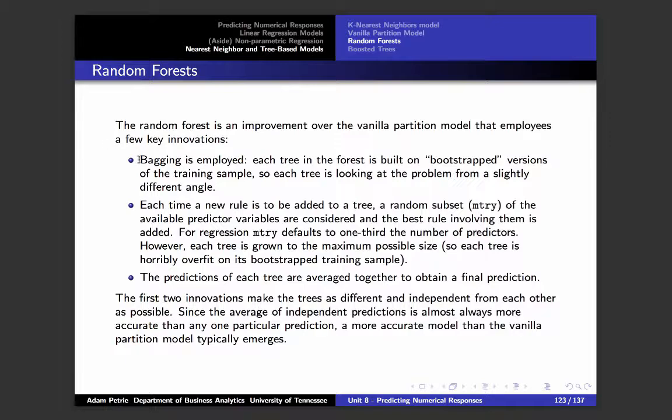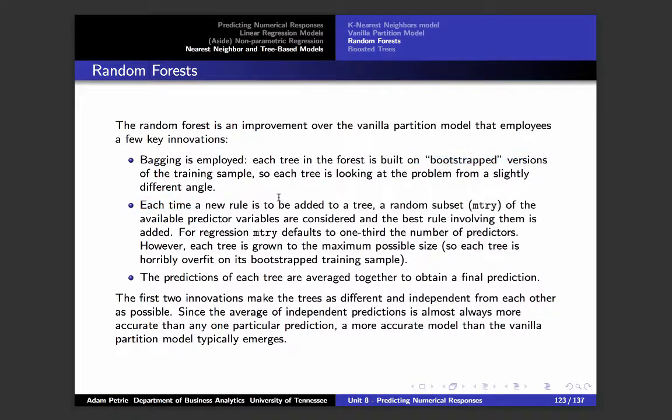So number one, bagging is employed. So each tree in the forest works with a slightly different set of individuals. They work with individuals in a bootstrap version of the training sample, basically picking individuals at random from the original data. Some might appear twice, some might not appear at all, so that you get to see slightly different sets of individuals each time you build a tree.